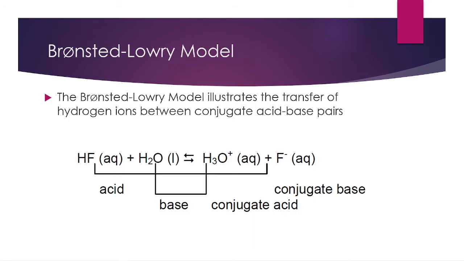So the Bronsted and Lowry model is specifically stated in the syllabus. Essentially, it's saying that the transfer of hydrogen ions can happen between conjugate acid and base pairs and conjugate base and acid pairs. So each acid will have a conjugate base, which is just the acid minus the H+, and each base will have a conjugate acid, which is the base plus a H plus, typically.